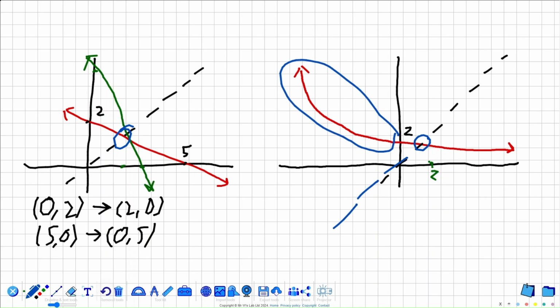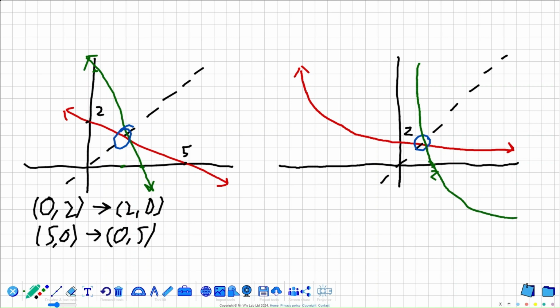So let's get rid of that for a second. So let's give it a try. Try to draw this. So obviously it will come down there, it'll go across this 2 point, and then it will curve around about like that.